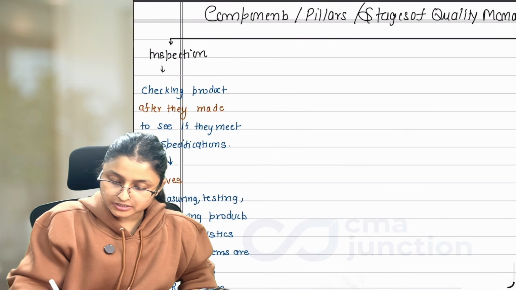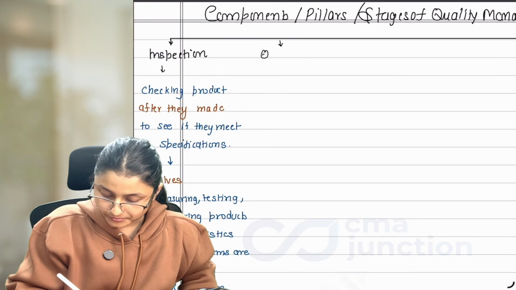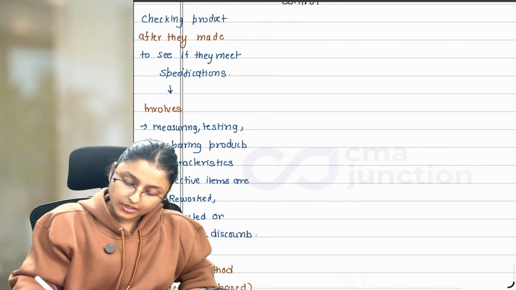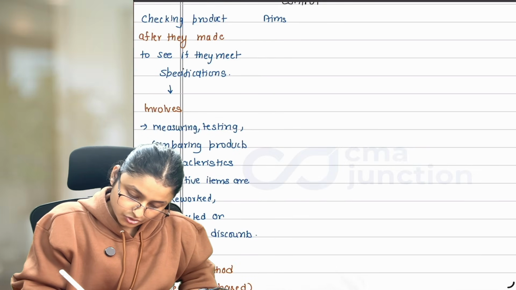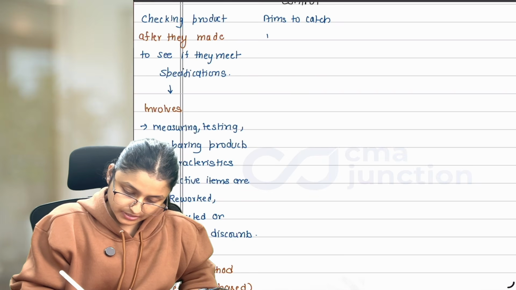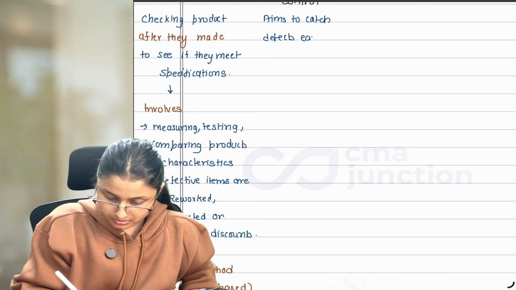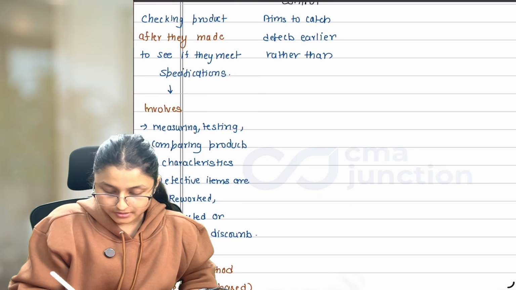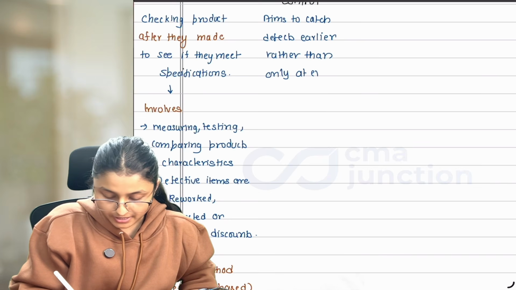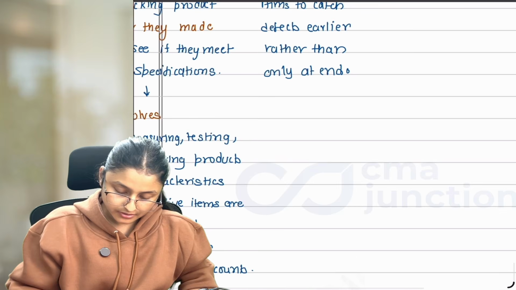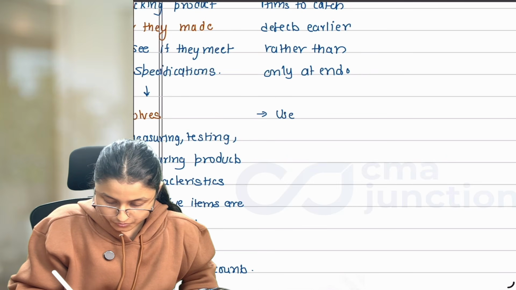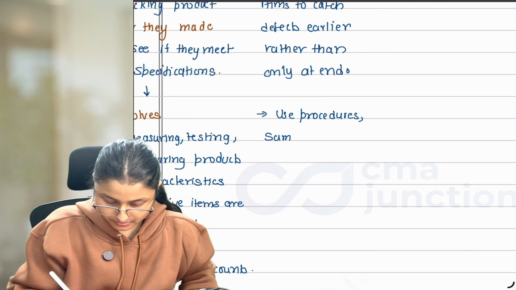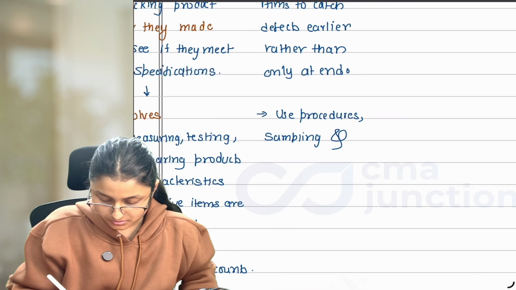Next, after inspection, quality control came in. Quality control aims to catch defects earlier rather than only at the end. Rather than only at the end, we try to catch the defect earlier. For this, we use procedures, sampling, and performance records.